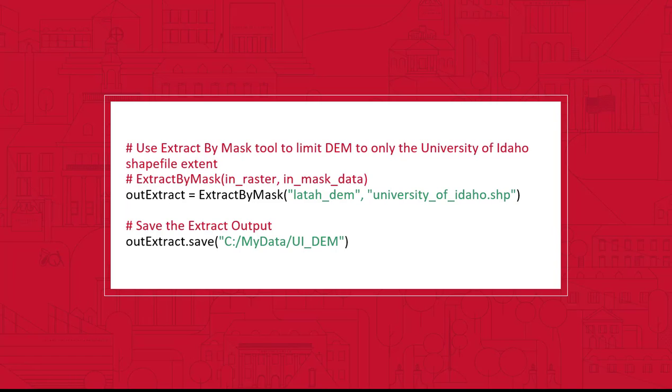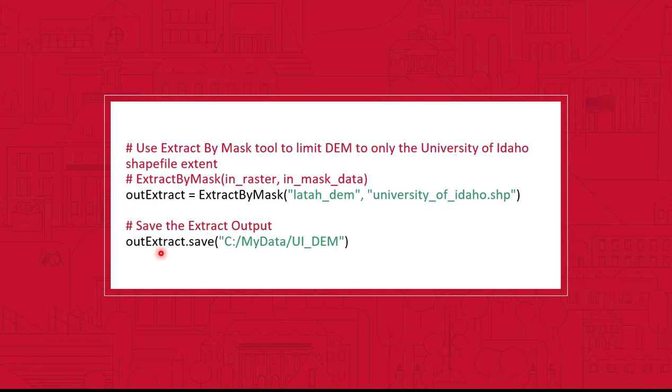In this code snippet, we are using the Extract by Mask tool to extract out the area of the University of Idaho shapefile from the LATA-DEM grid dataset. So what I want you to notice is the syntax here, the syntax for Extract by Mask. It does not include any output parameters. This is again because all of the raster tools are going to return a raster object. We need to capture that returned object into a variable if we want to use what gets returned from the operation. So here we are capturing that returned raster object into a variable called outExtract.